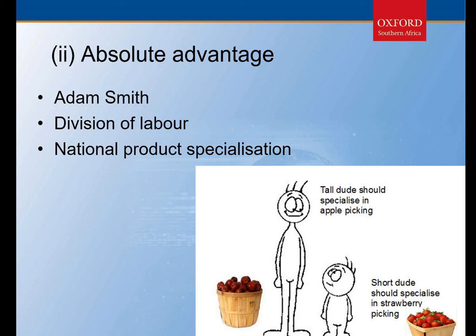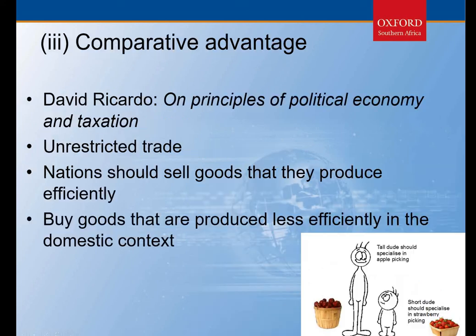So the point here is that one country has an absolute advantage, i.e. it has something that the other country does not have. Okay, so again, this is a theory that dates back about 150 years.